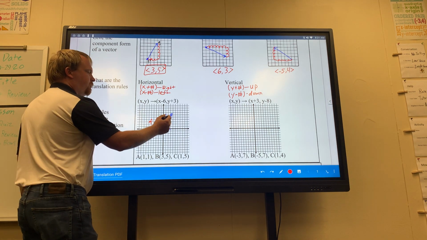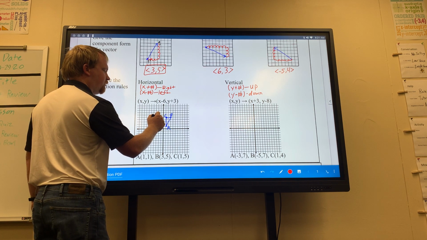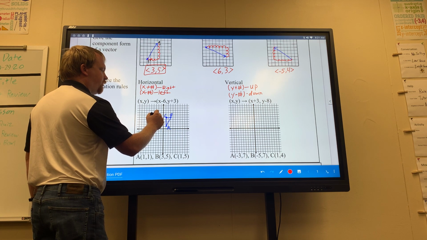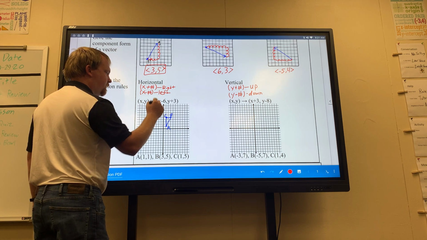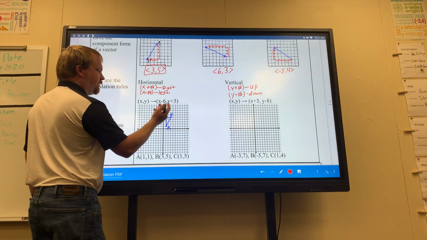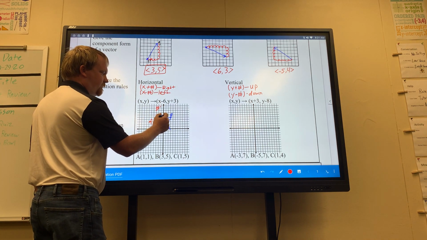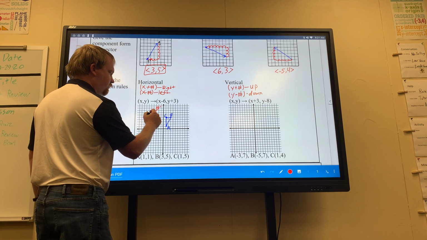I gotta do the same thing for B. Remember, I go 6 units to the left. 1, 2, 3, 4, 5, 6. I go up 3 units. 1, 2, 3. B with an apostrophe. And then I do the same thing for C, but again, I still gotta go 6 units to the left. 1, 2, 3, 4, 5, 6. 1, 2, 3.